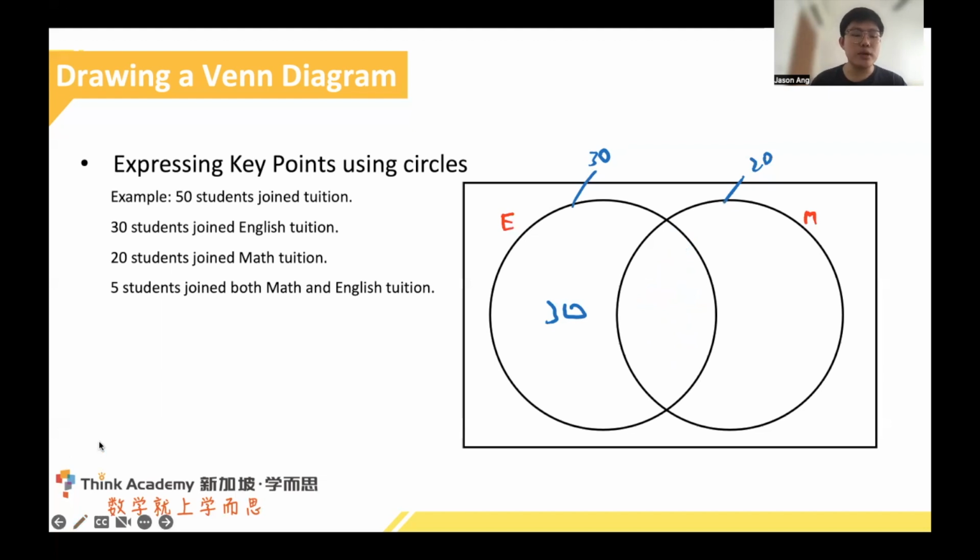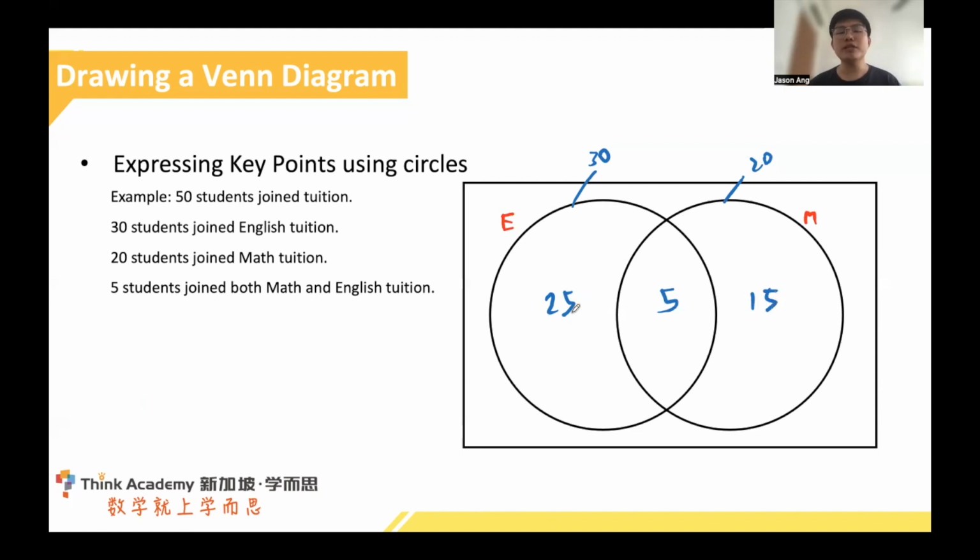So the best way to represent our values is to start first from the middle, after drawing your circles ready. Starting from the middle, 5 students join both math and English tuition. We write the 5 here. From the 30 students, since we know 5 of them already joined both, we can subtract away the 5, putting 25 here. Now we know this 25 only represents this section of the Venn diagram. Same for the other side. 20 students join math. 5 of them are in the middle. We subtract 5, we're left with 15 at the side.